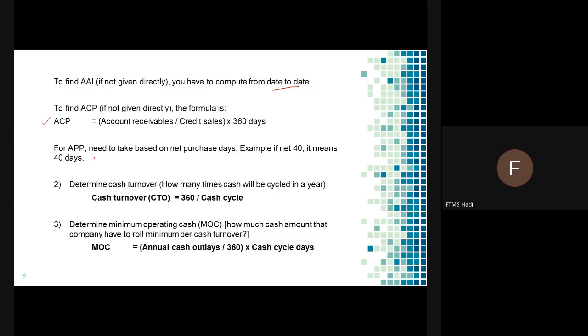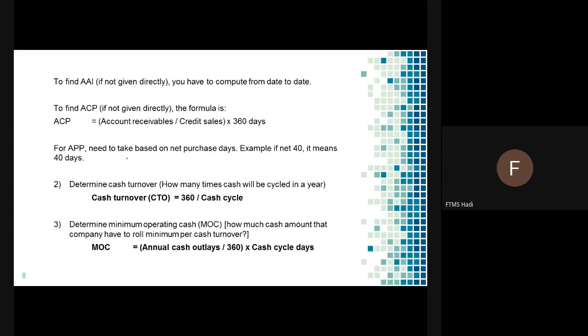For APP, average payment period, you take it based on the net purchase date. For example, if it is net 40, sometimes the question gives this term. Net 40 means that you will be given 40 days to pay. That means it is 40 days.